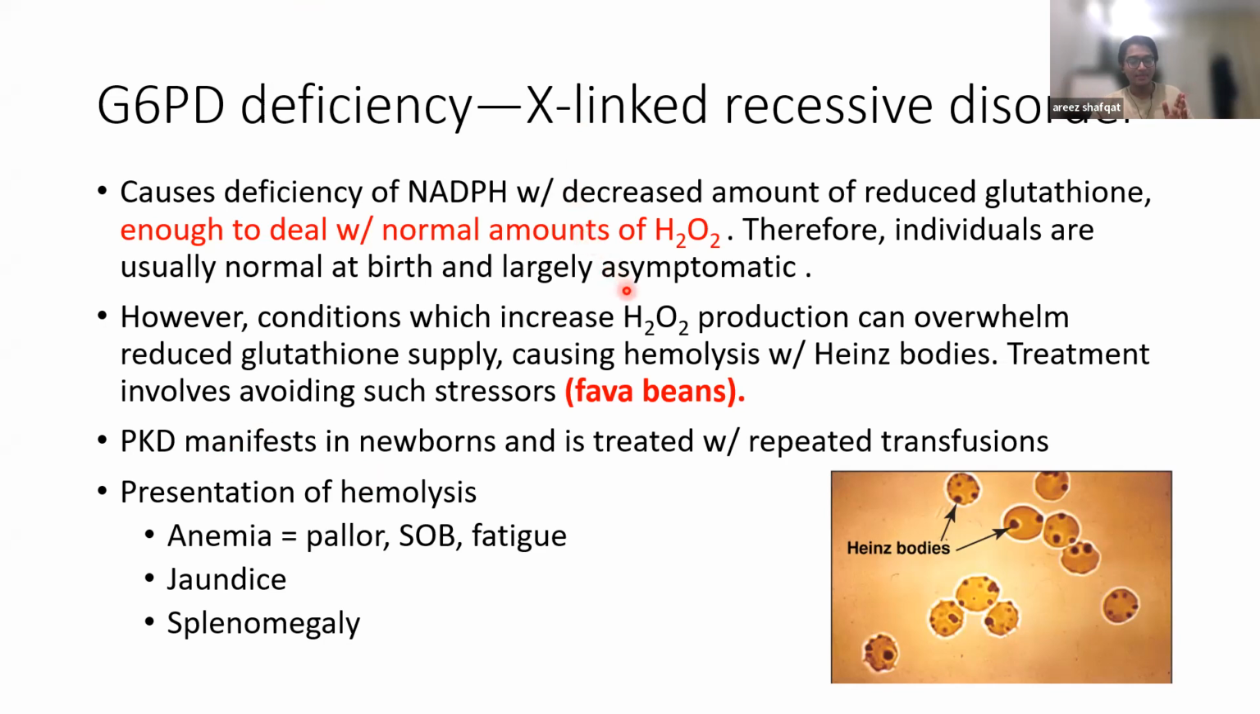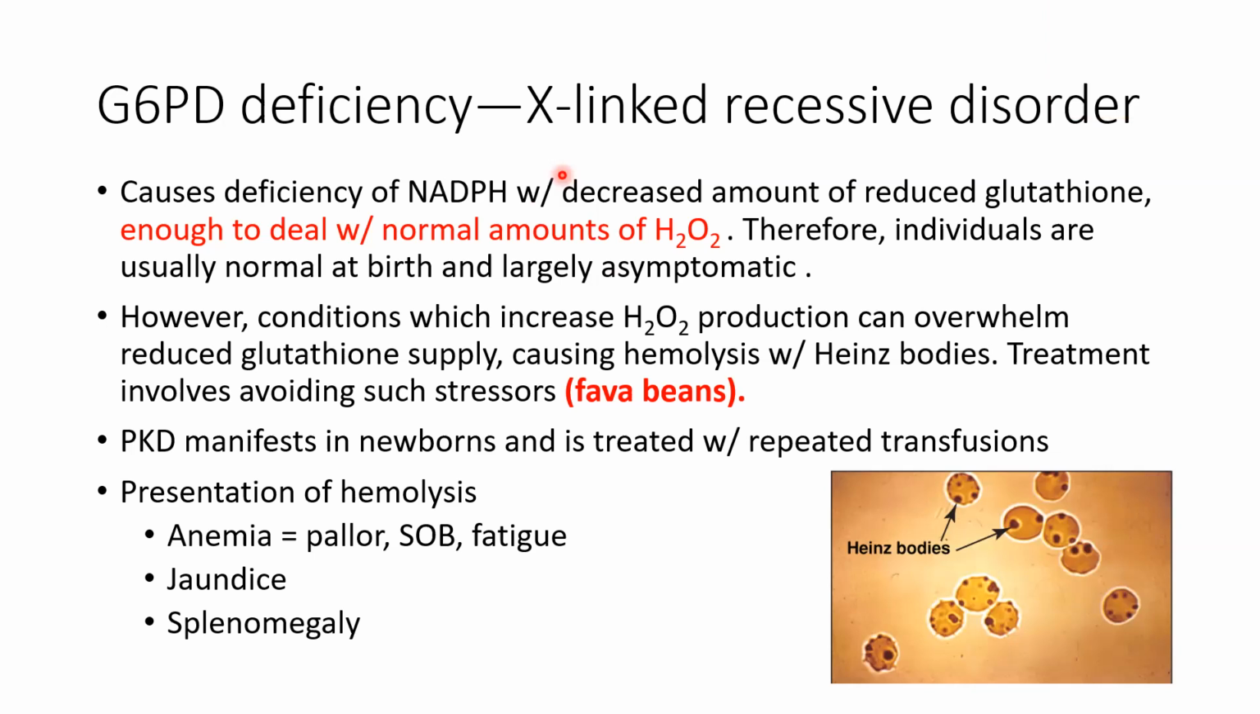Can I ask a question? Sure. You said that in pyruvate kinase deficiency, there will be no Heinz bodies. Yeah, there won't be Heinz bodies. Isn't it one of the clinical presentations though? In G6PD deficiency, you have Heinz bodies. In pyruvate kinase deficiency, you don't have Heinz bodies. In both, you have hemolytic anemia.